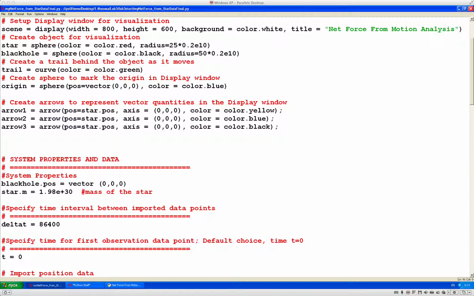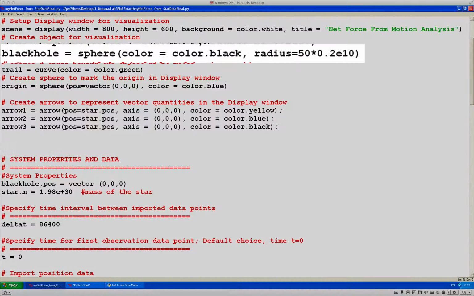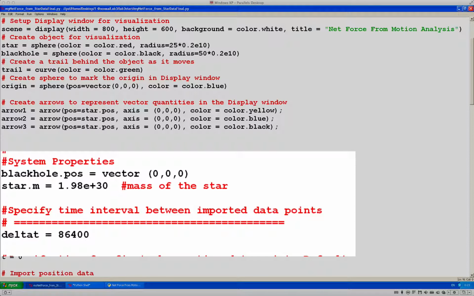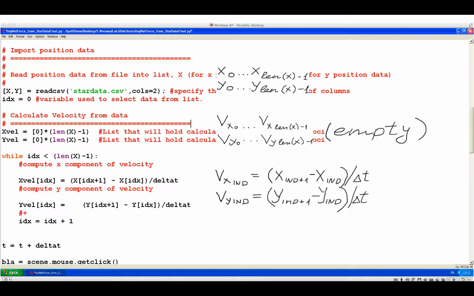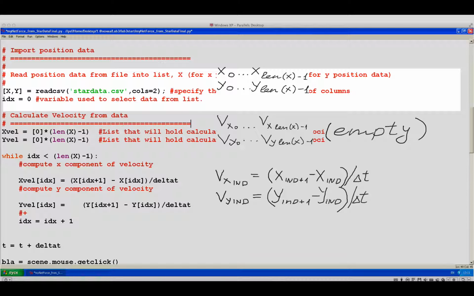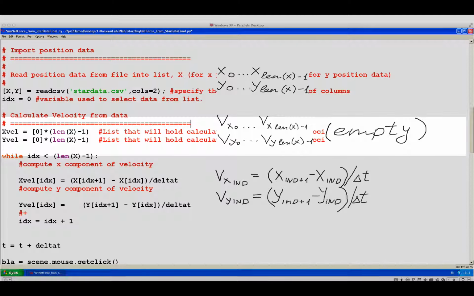Now we have to edit the source code of the Python. We arrange a variable called black hole. We set up black hole position, star mass and time interval delta t. We import data from the file stardata.csv into list. We prepare 2 empty lists for x and y velocities.